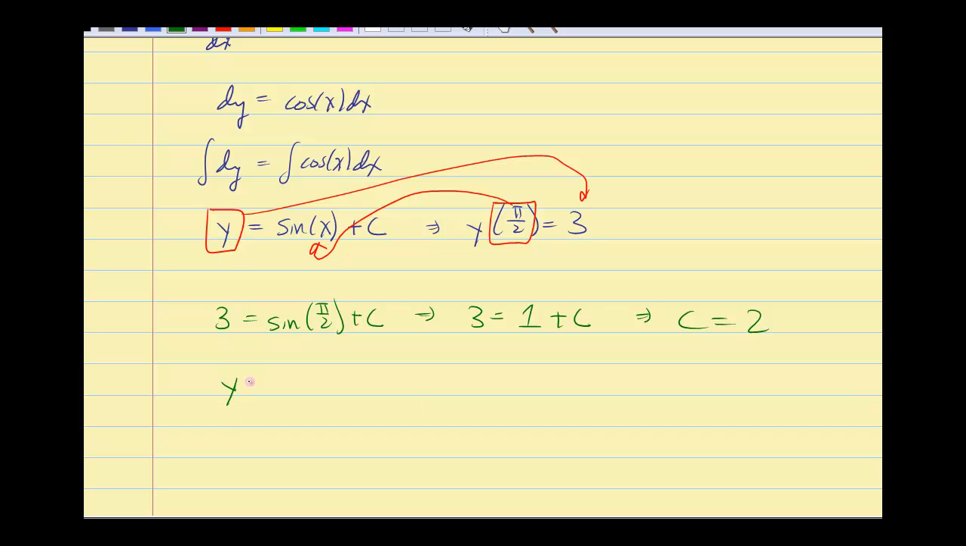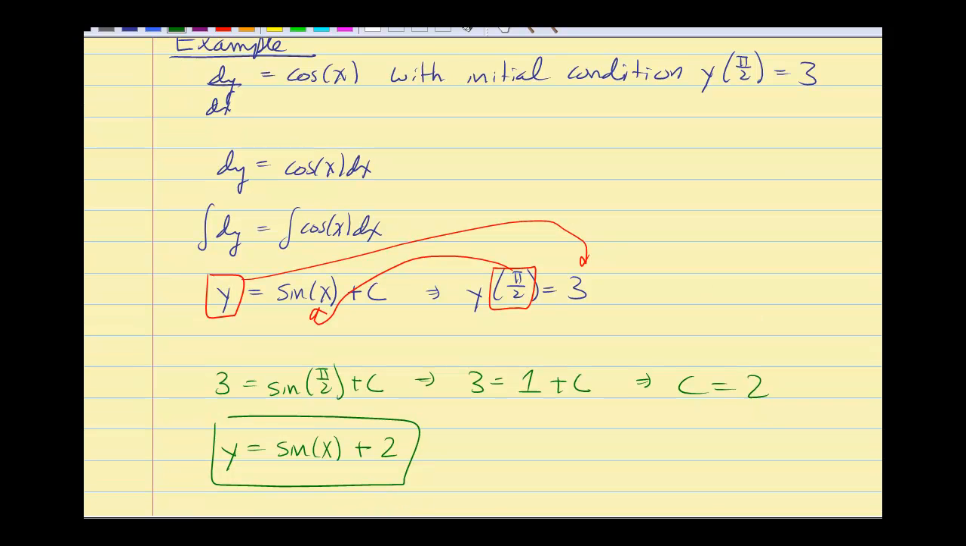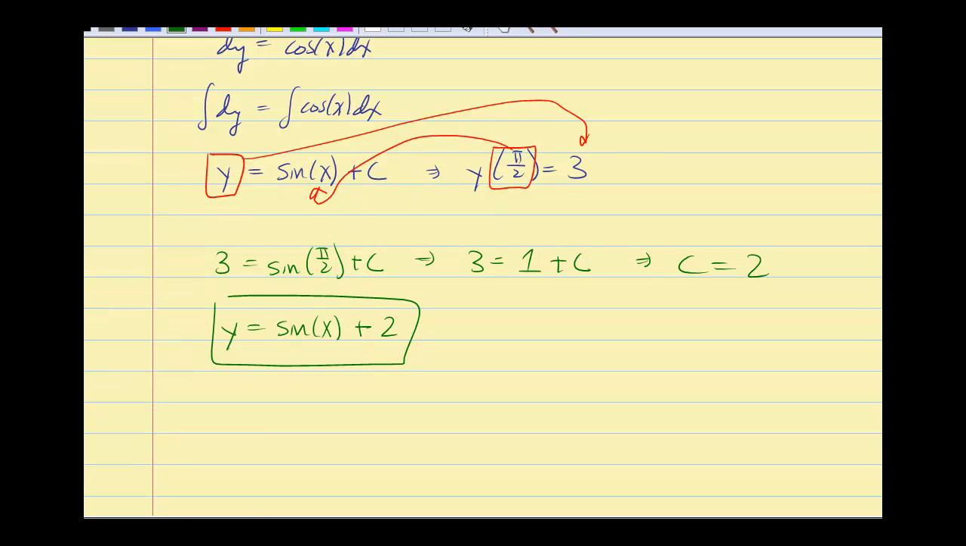So the particular solution is y equals sine of x plus 2. This is my particular solution to this differential equation. And I had to use antiderivatives in order to find that. Let's go ahead and look at one last example. And this last example we're going to be looking at position, velocity, and acceleration.